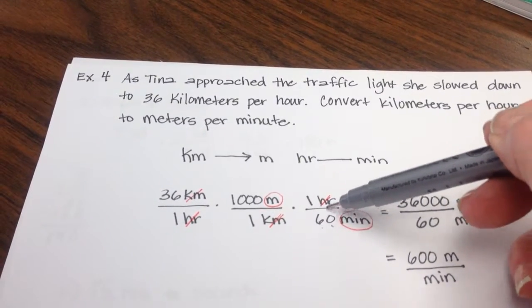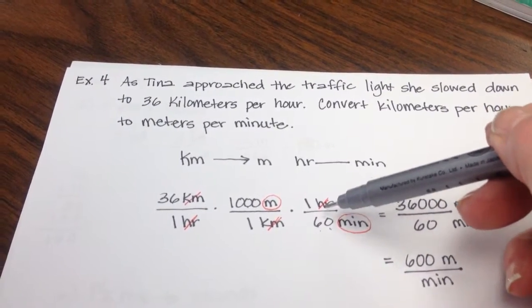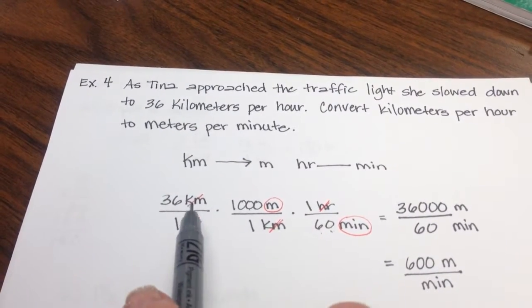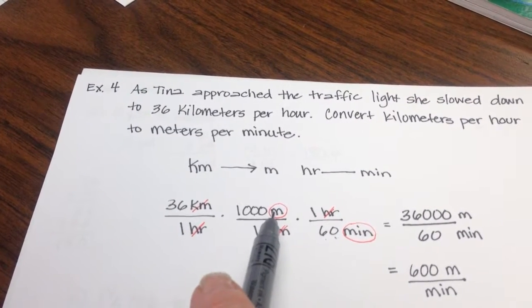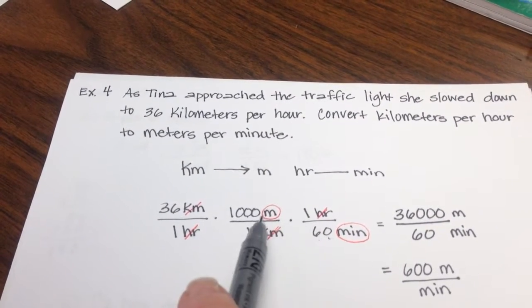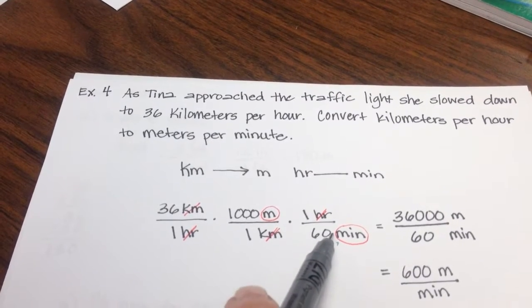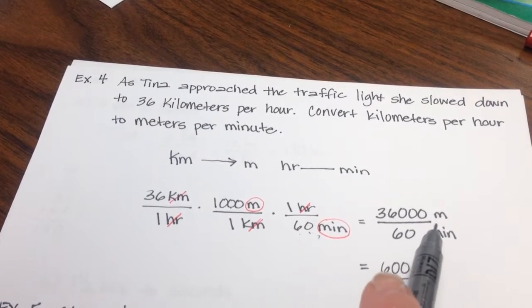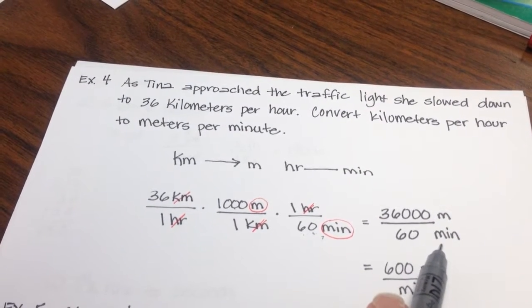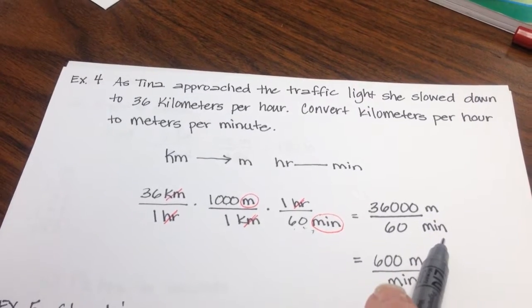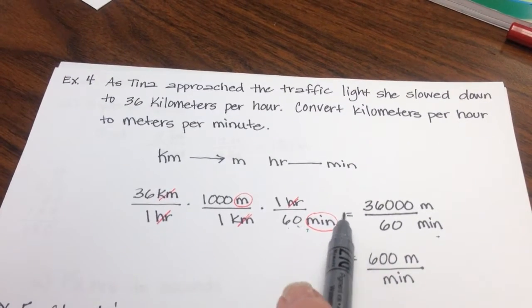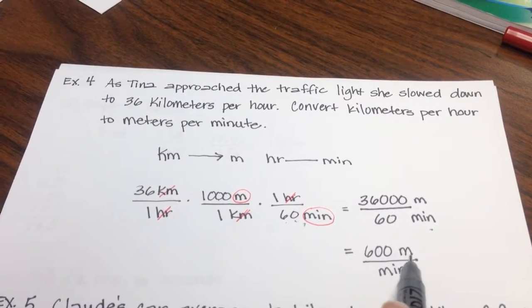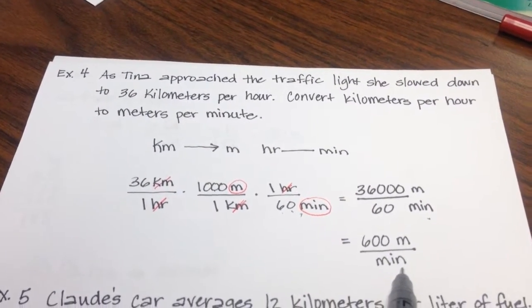And per can be our fraction line or division bar. So I want it on the bottom. Now I cross out all my like labels, kilometers, hour, and I'm left with meters over minutes. Now multiply across. I have 36,000 meters divided by 60 minutes. I want to know per minute. So I'm going to divide 60 into 36,000, and that equals 600 meters per minute.